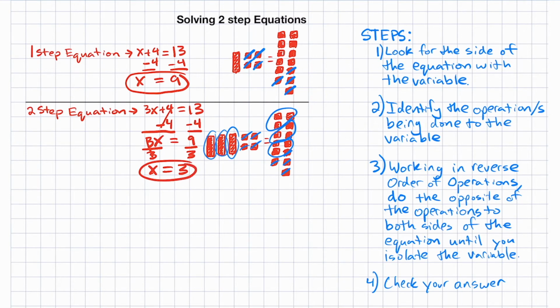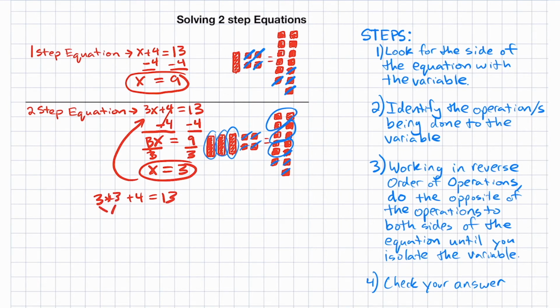Now, it's also always a good idea, step 4, to check your answer. Sometimes you'll be asked to do that. To do that, I'm just going to take that answer and put it back in my equation and see what I get. So if I had 3 times x plus 4 equals 13, and I replace the x with the 3 that I was trying, I would do my math.